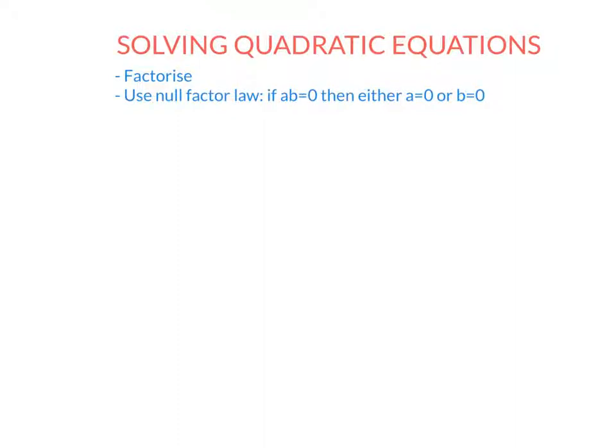Thank you so much for tuning in to this video in which we'll go through solving quadratic equations. In this video, we're going to solve by factorizing and using the null factor law. The null factor law basically says if two things multiply to give 0, either the first thing equals 0 or the second thing you multiplied equals 0. So let's see how that applies for quadratic equations.